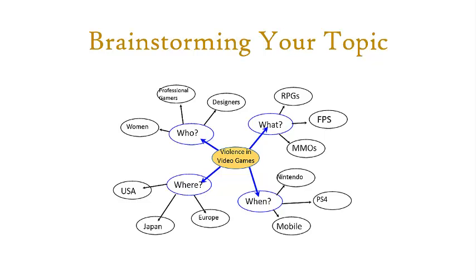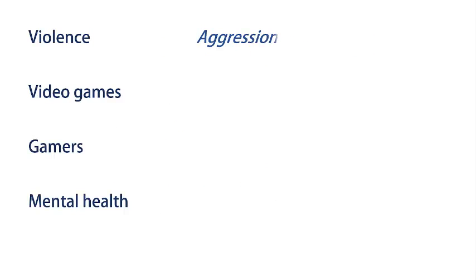Look back to your brainstorming map and identify the main concepts you want to explore. Create a list of keywords relevant to those concepts and to your research question. Think about synonyms and different ways to say the same thing.